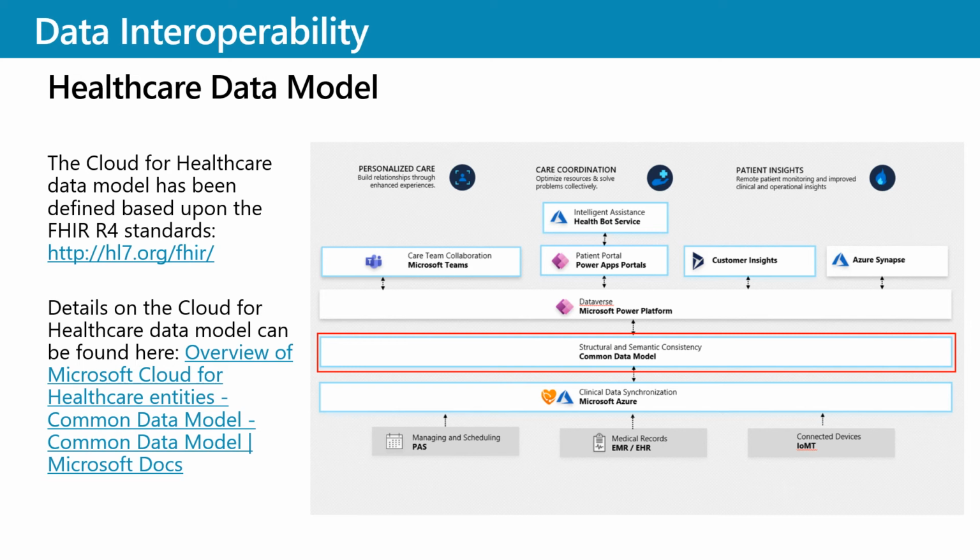hl7.org/FHIR. Due to the many advantages FHIR offers, FHIR is widely used around the world, and the implementation community is growing quickly. The healthcare data model is already included in Microsoft Cloud for Healthcare solutions. It's also available as a standalone option for partners and Dataverse customers in the Microsoft Cloud Solution Center.